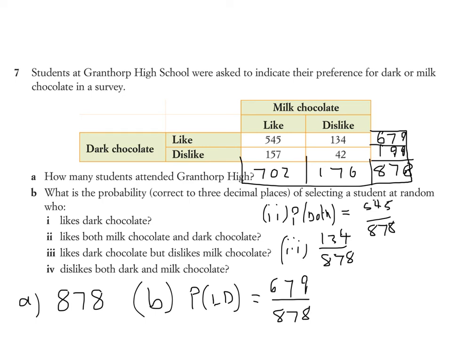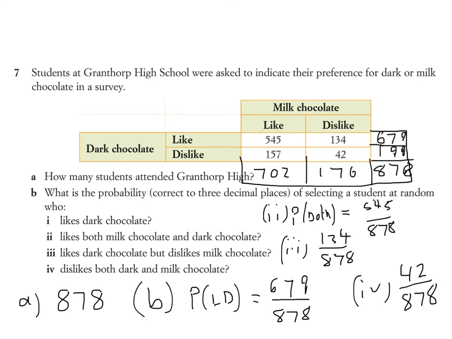And finally, question B, 4. Dislikes both dark and milk chocolate. So those crazy people who don't like milk chocolate are here, and those reasonable people who dislike dark chocolate are here. The one group that is in both of these sections is 42. So you would say that the probability that you dislike both is 42 out of a total of 878.